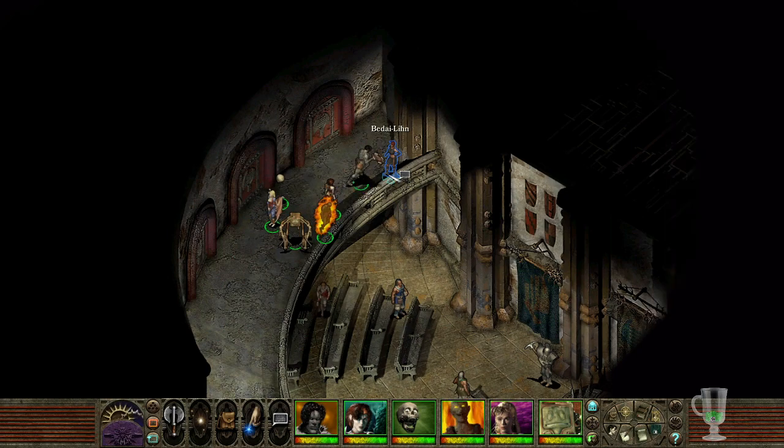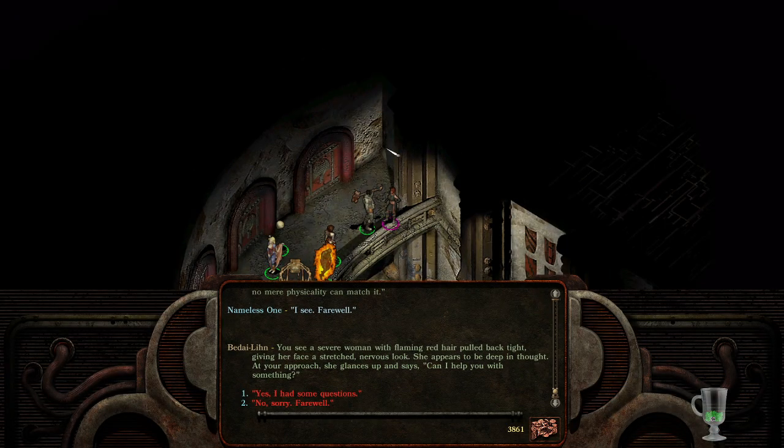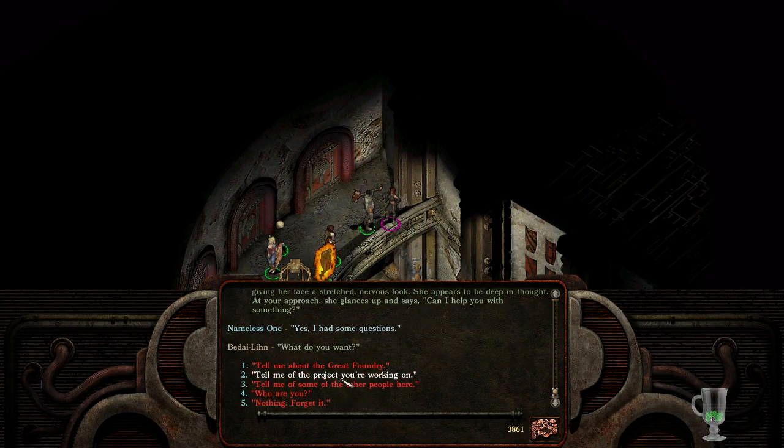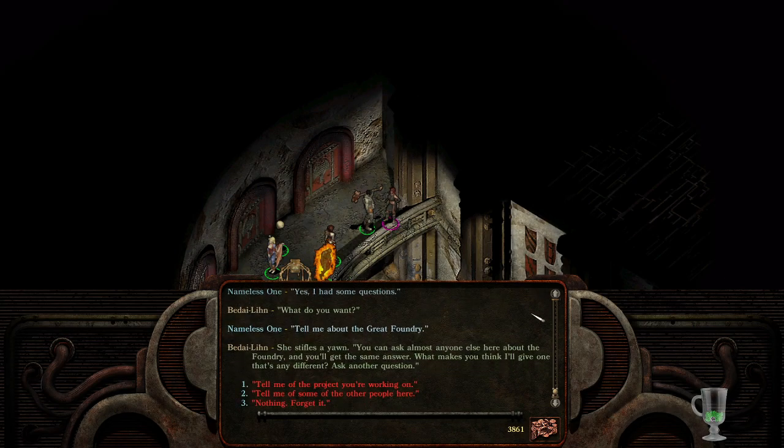Bed Island. You see a severe woman with flaming red hair pulled back tight, giving her face a stretched, nervous look. She appears to be deep in thought. At your approach, she glances up and says, "Can I help you with something?" Yeah, I have some questions. Tell me about the Great Foundry. She stifles a yawn. You can ask almost anyone else here about the Foundry and you'll get the same answer. Makes you think I'll give you anything different.